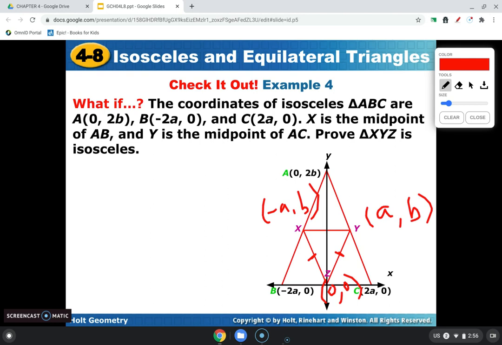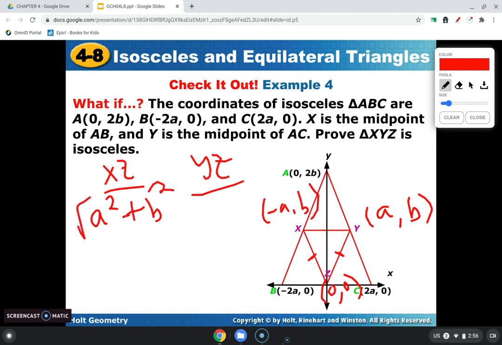So now we're going to use distance to show that XZ is the same as YZ. All right, distance formula. Well, let's do XZ first. Well, how far is it from 0 to negative a? Well, that's a, so a squared, plus how far is it from 0 to b? Well, that is b, and then you square it, and then you take the square root. That's all we can do there. With the coordinate proof, we just leave it in terms of a and b. There's nothing else we can do with that.